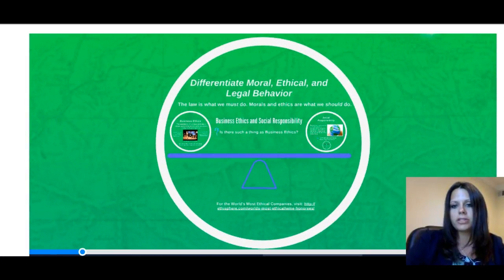So let's talk about the difference between moral, ethical, and legal behavior. As I just mentioned, the law is what we must do. I like to call it the floor. Whereas ethics are what we should do. It's going above and beyond to do what you believe is right. And again, what we think is right may differ from the person next to us.